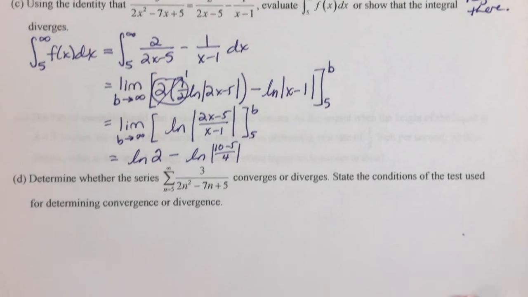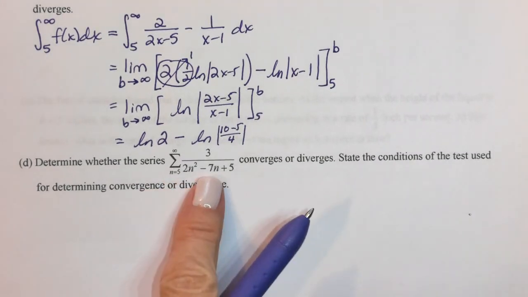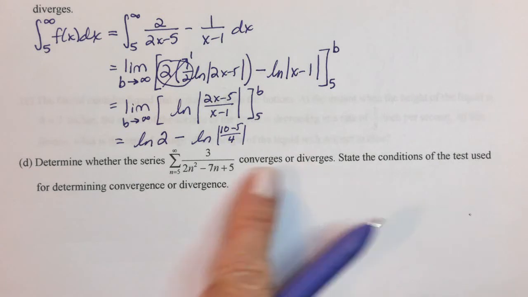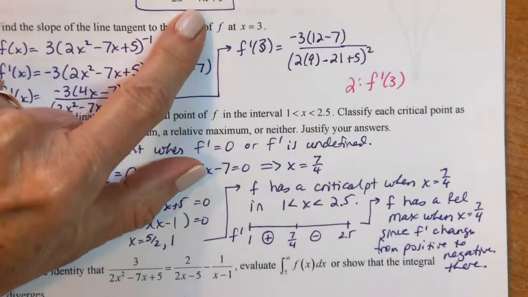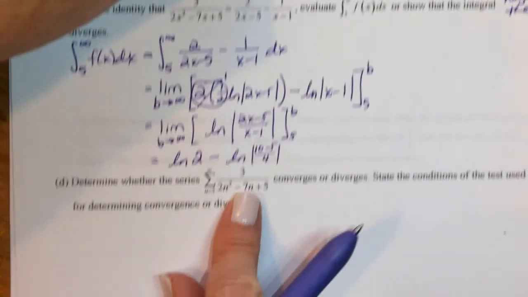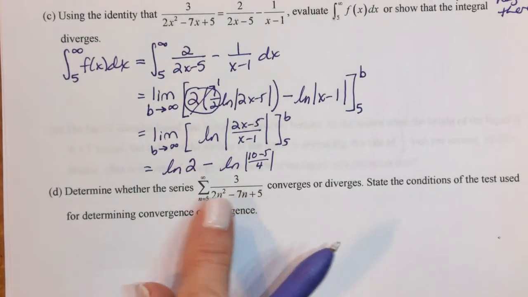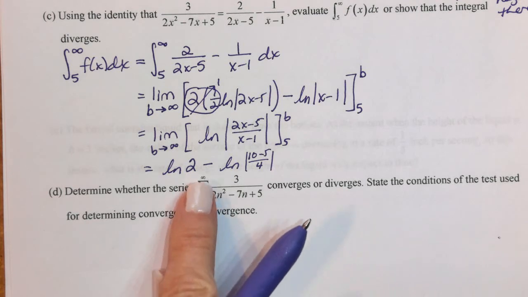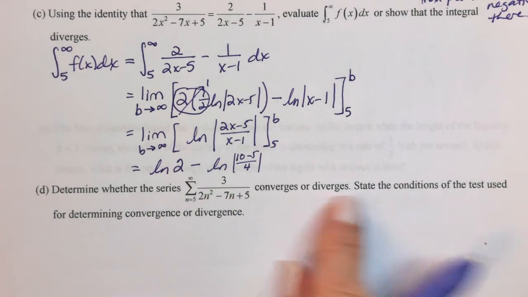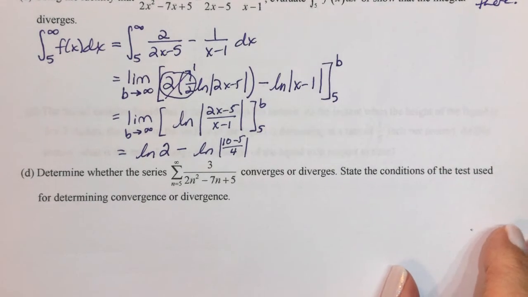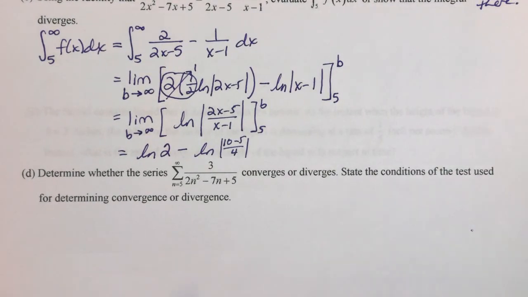All right, part D. Determine whether this series converges or diverges. Well, we recognize this. This is the same as our function, right? And we want the series, the sum from 5 to infinity, and we want to know whether that converges or diverges. So now it's a series question. So, what do we do? Well, I see two really good ways to do this.